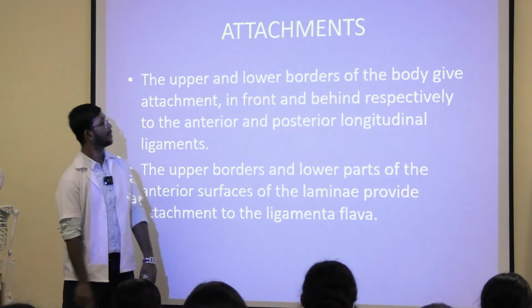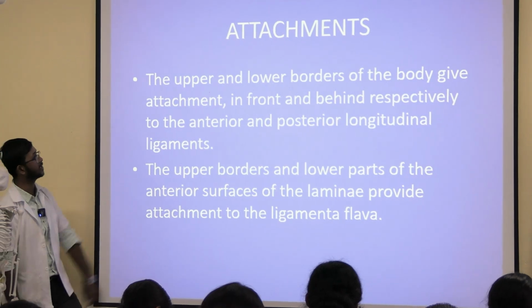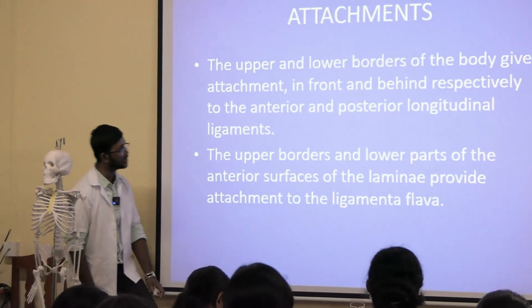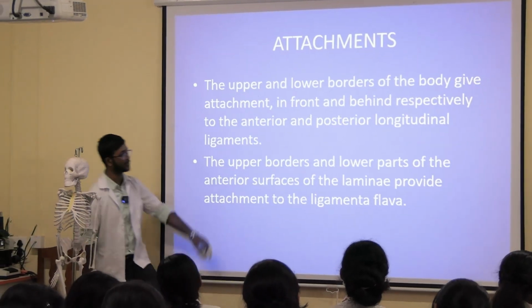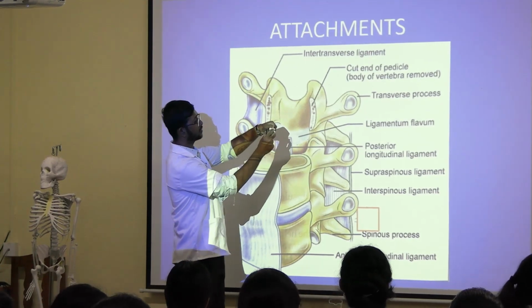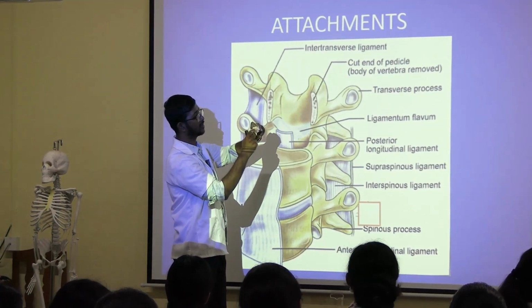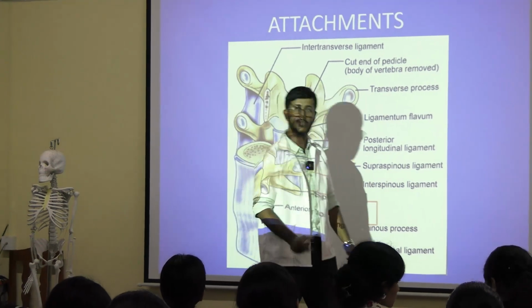Okay. So the upper and the lower borders of the body give attachments in front and behind respectively to the anterior and posterior longitudinal ligaments. The upper borders and lower parts of the anterior surface of the lamina provide attachments to the ligamentum flava. So basically here posteriorly, this is your lamina, two laminae. So in front of this lamina you will see the ligamentum flava.